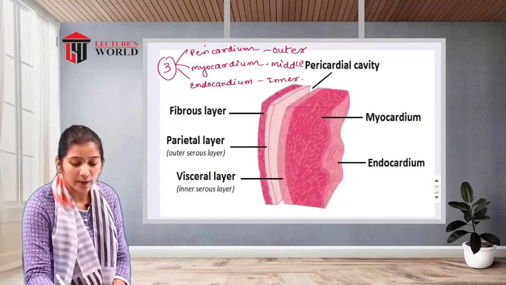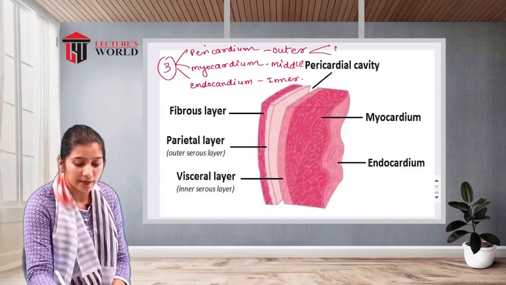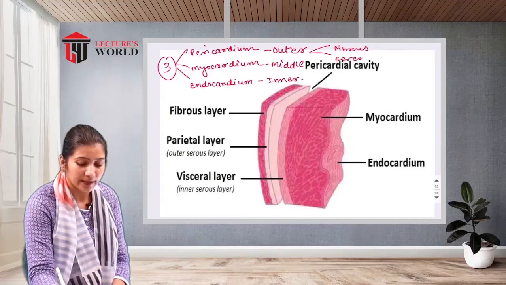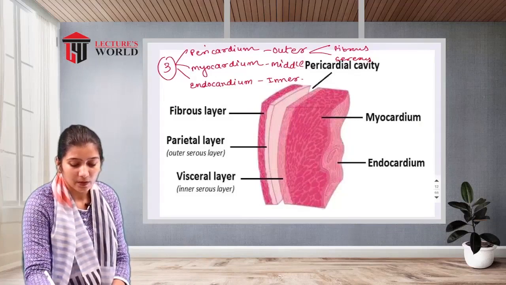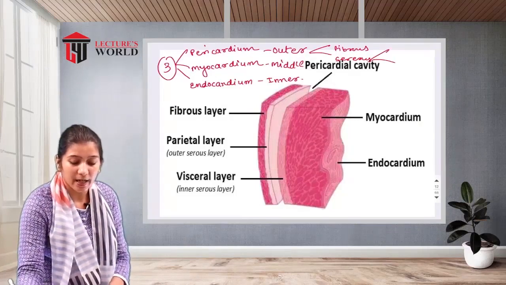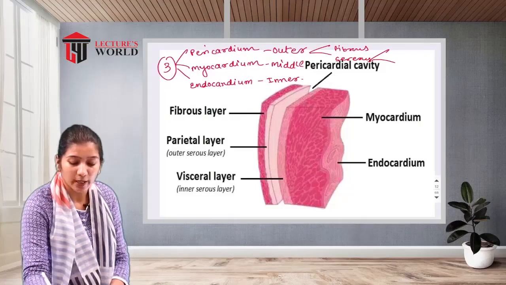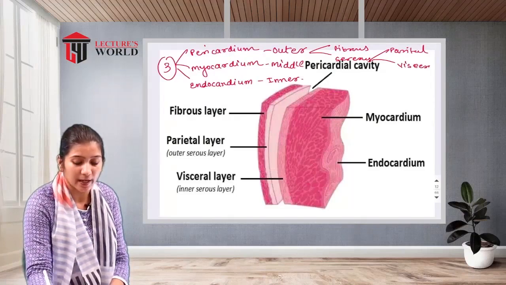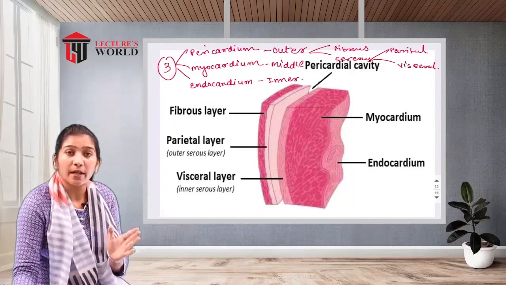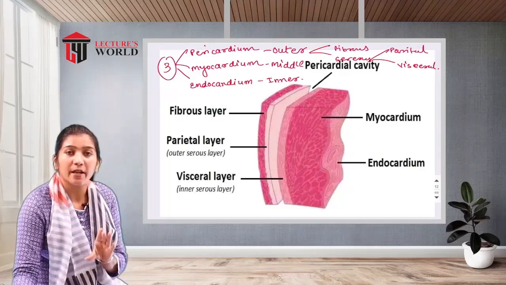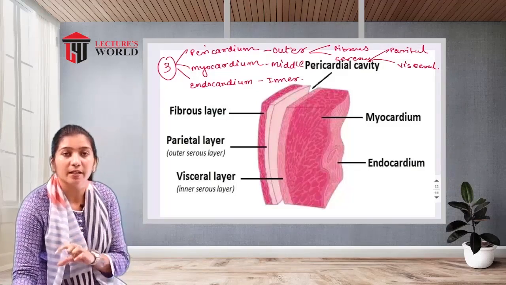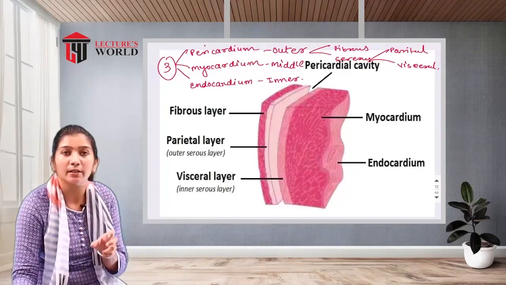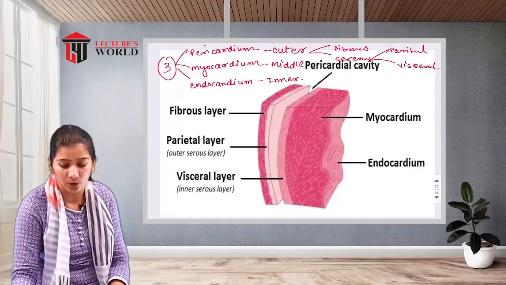The pericardium is divided into two types, the fibrous pericardium and the serous pericardium. And the serous pericardium is also divided into two types, the parietal pericardium and the visceral pericardium. Between the parietal pericardium and visceral pericardium is the pericardial cavity, and the fluid present in the cavity is known as the pericardial fluid.